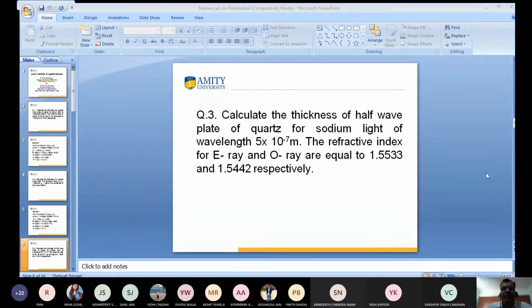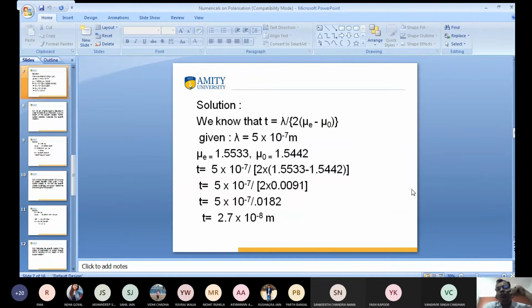So I proceed further. Anyone left? I hope everyone saw this question. Okay, so now I proceed with the answer. The answer is 2.7 into 10 power minus 5. You can check your answer if you made a mistake. For the half wave plate, T is equal to lambda upon 2 times mu E minus mu O. Lambda is 5 into 10 power minus 7 meter, as given.